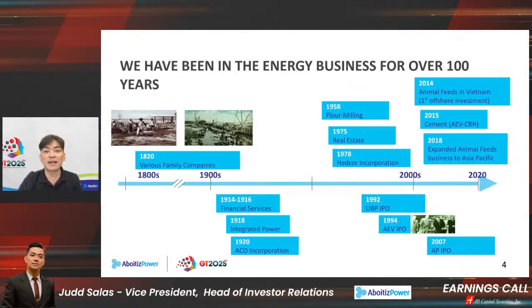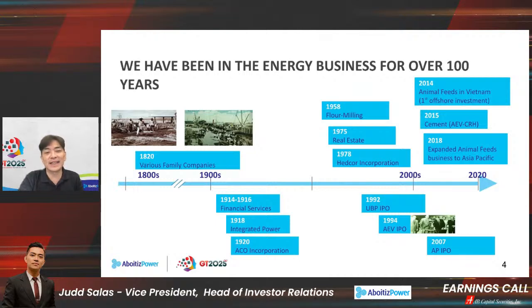For those of you who may not be very familiar with our history, we have been in the energy business for over 100 years. In 1918, we entered the energy business by buying into an integrated power facility called Visayan Electric Company. We still own and operate this company today. Its franchise area is in Cebu, and it is the country's second largest distribution utility. So if you are from Cebu, we'd like to hear from you also today.